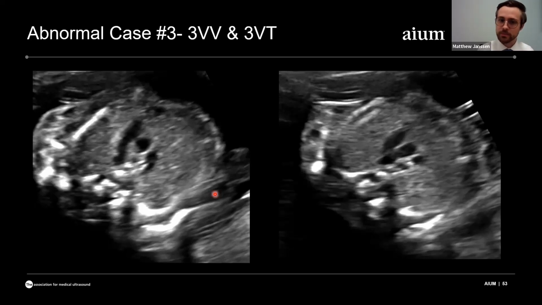And instead of starting at a 4-chamber and working up, we'll start right here at the 3-vessel view, as well as the 3-vessel tracheal view. And so systematically, we see, okay, we have 3 vessels here.